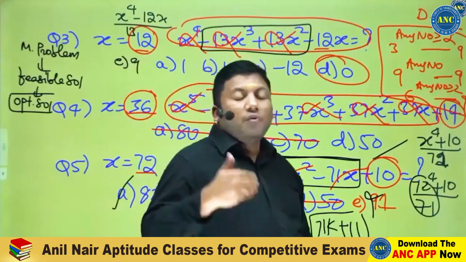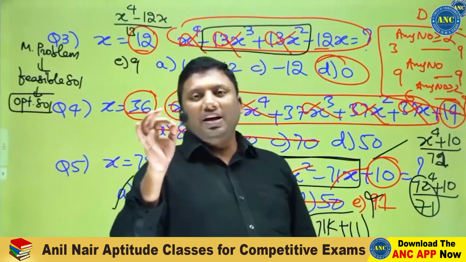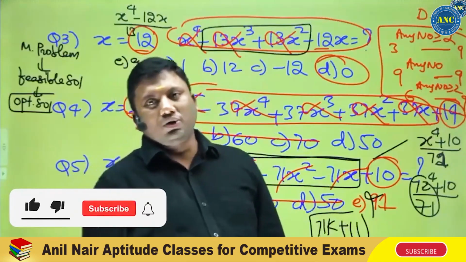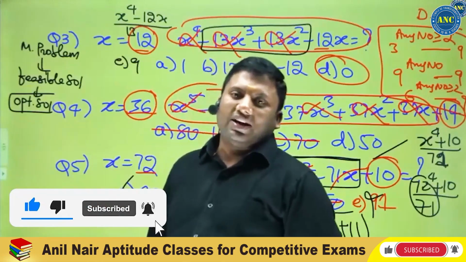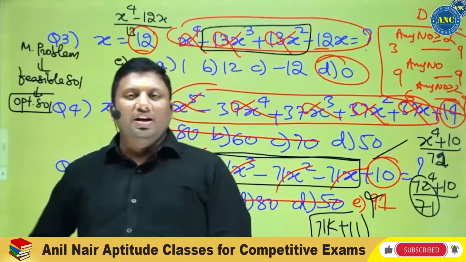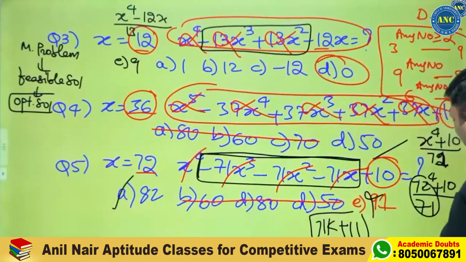Third, fourth, fifth. What is the learning in these? Question number 3, 4, 5. 3 power any natural number greater than or equivalent to 2, digital sum is 9. 6 power any natural number greater than or equivalent to 2, digital sum is 9. 9 power any natural number, digital sum will be 9. I hope the idea is clear.